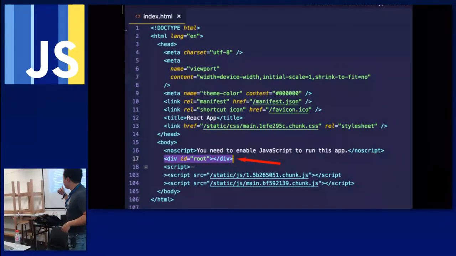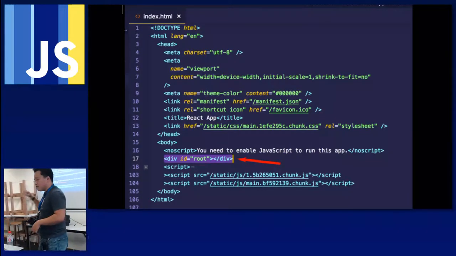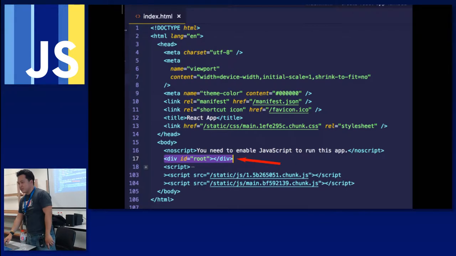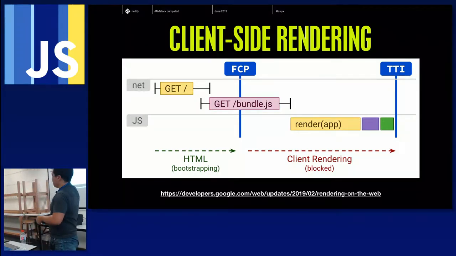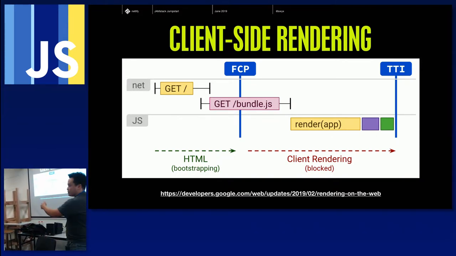By default, Create React App gives you an empty div. It's just a blank white page. That's not very good for SEO and not very good for performance as well, because everything is just stuffed in your JavaScript, everything that you write. So that's the client-side rendering paradigm. This is kind of the chart where you send your GET request, you get the bundle back, and you're rendering. This is all blocking, and therefore your time to interactive is very far out.